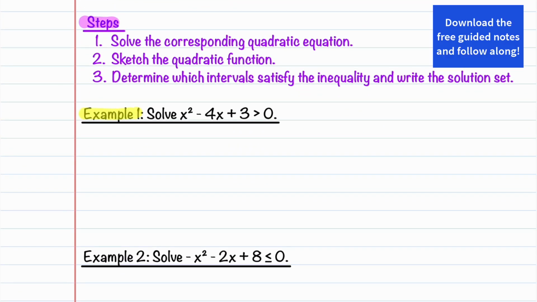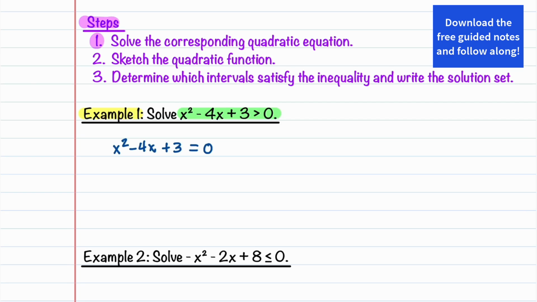In our first example, we're going to solve the quadratic inequality x squared minus 4x plus 3 is greater than 0. Our first step is to solve the corresponding quadratic equation. This just means we're going to ignore the inequality and we're going to put an equal sign where the inequality was. We're going to solve x squared minus 4x plus 3 is equal to 0. I have a lot of videos on solving quadratic equations if you need to review that concept.